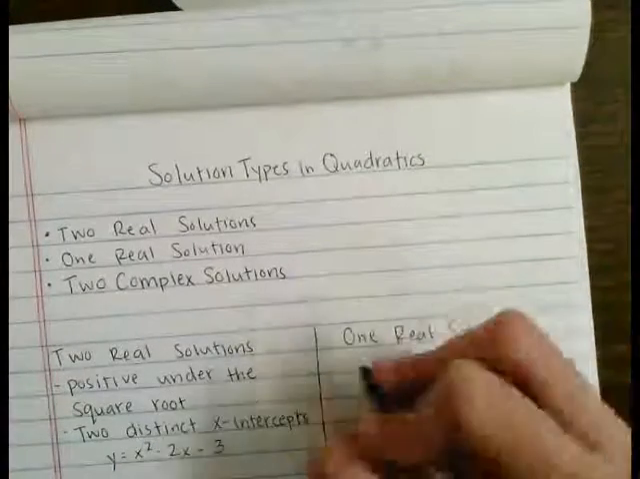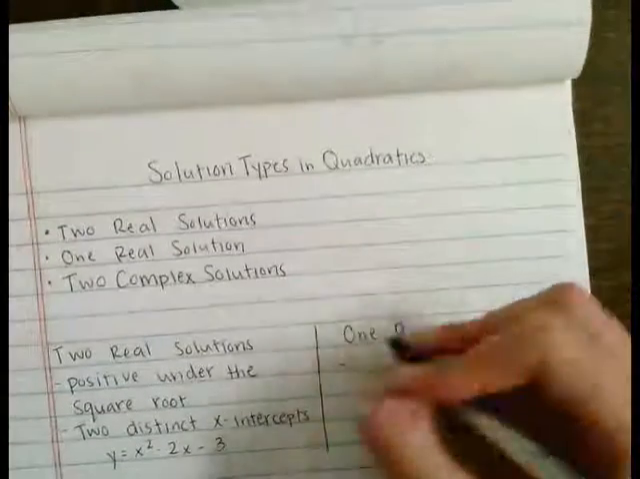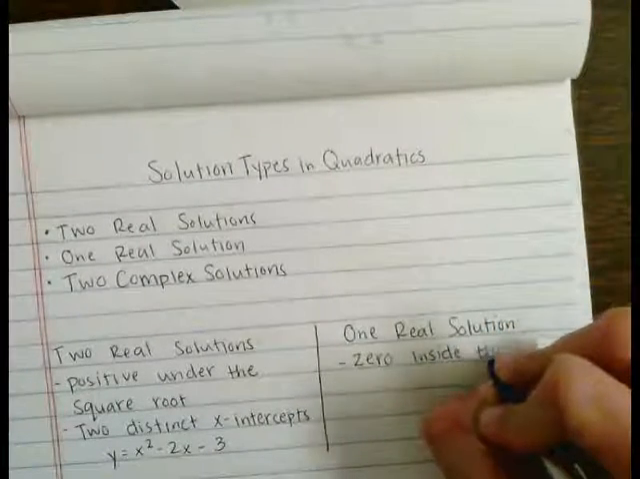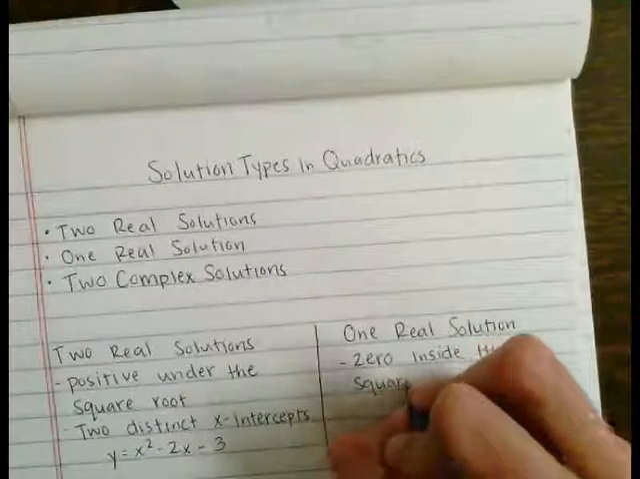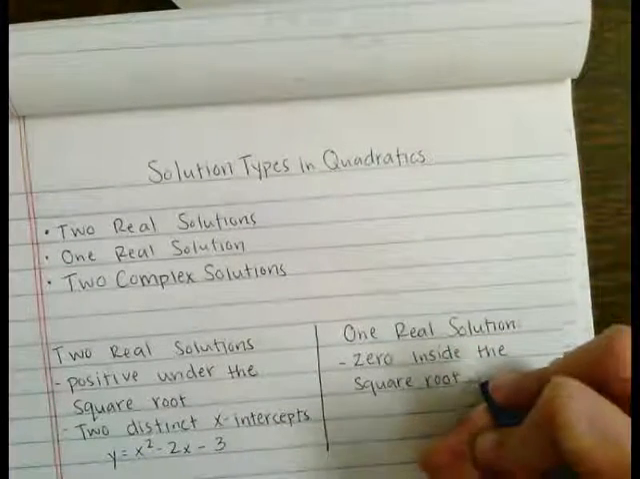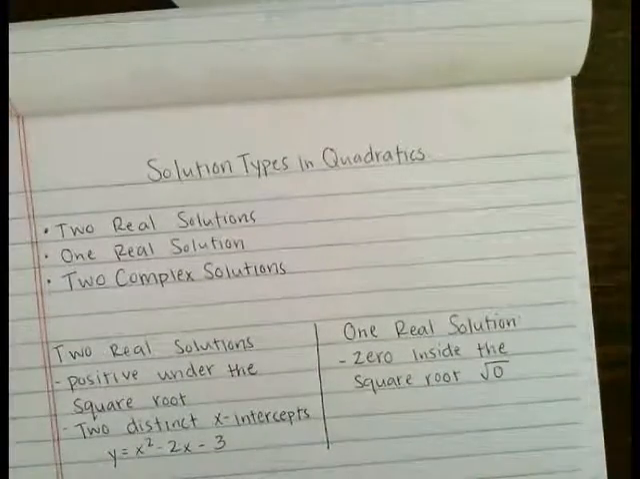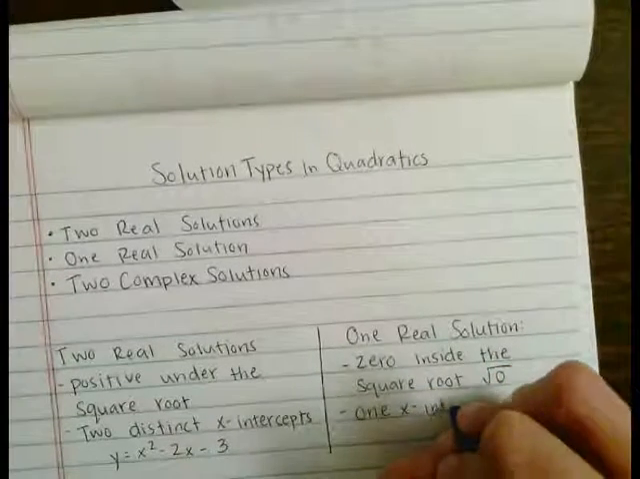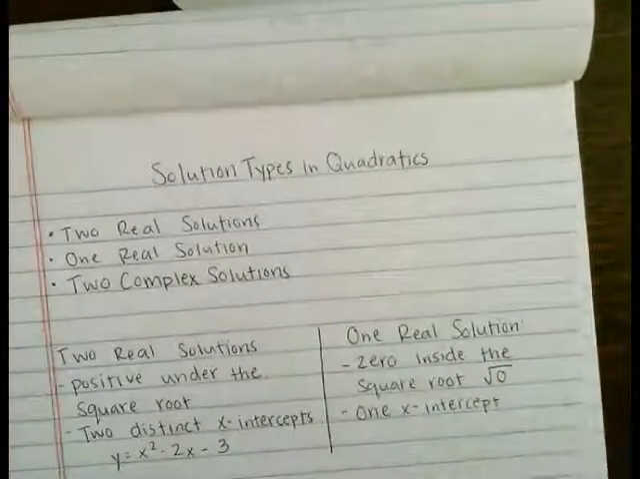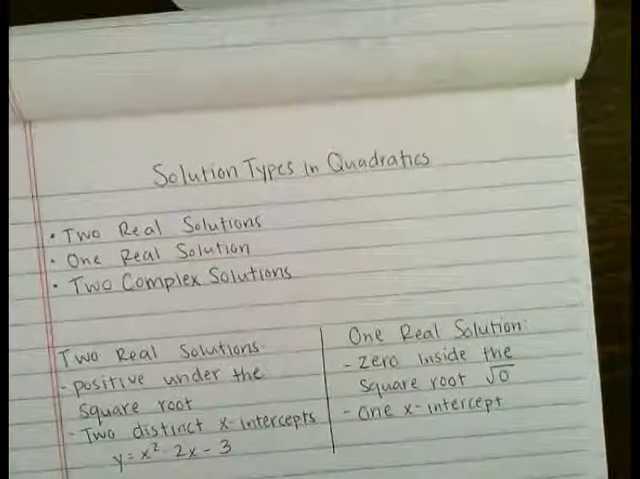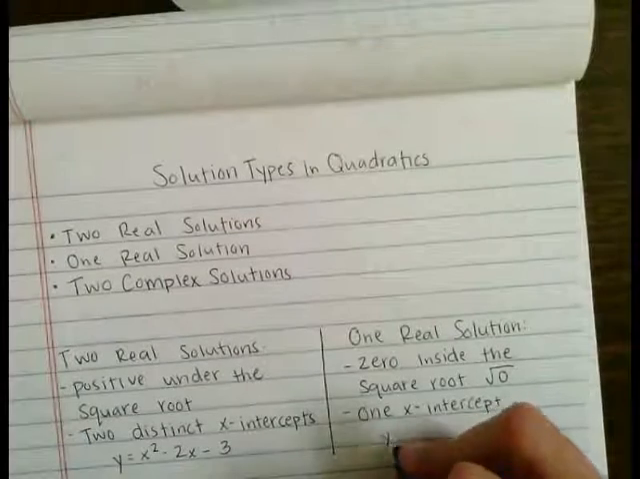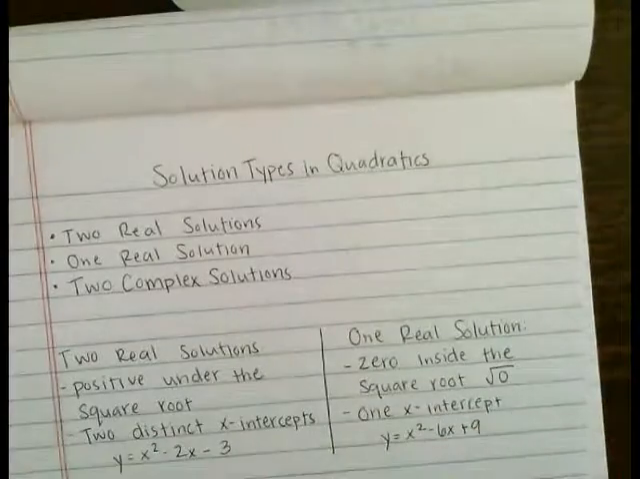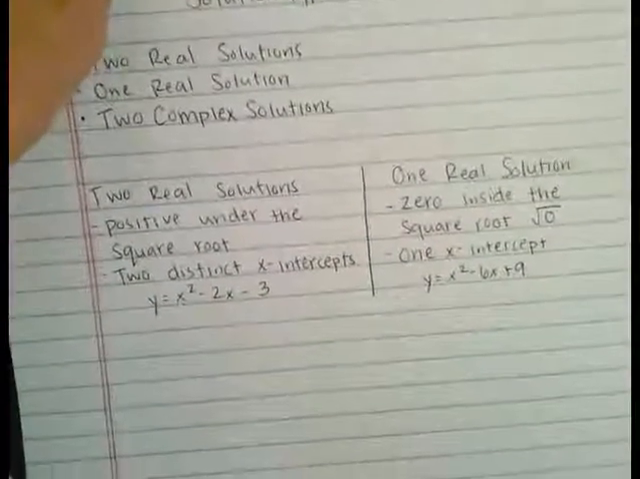Now, the other one that you know is one real solution. Okay, one real solution, whenever you're doing the quadratic formula, there will be a 0 inside the square root. So you will end up with the square root of 0. That will also have one x-intercept, which you can assume will be the vertex. Okay, so an example of that would be y equals x squared minus 6x plus 9.